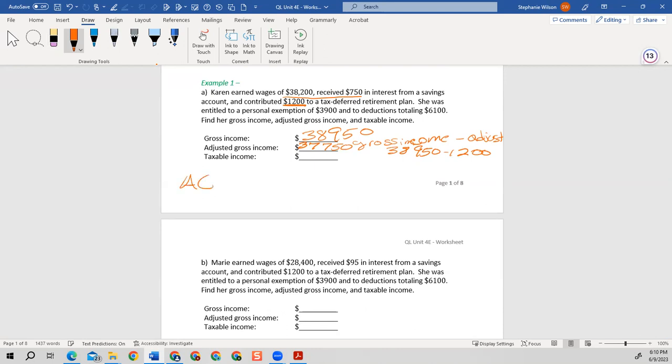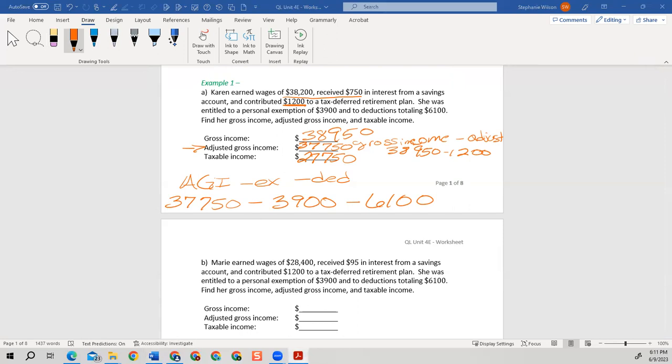Now let's figure out the taxable income. The taxable income is the AGI, which is the adjusted gross income, minus the exemptions minus the deduction. So we got an AGI of $37,750, exemption of $3,900, and a deduction of $6,100. And by the time we're done with that, we have a total of $27,750 that is taxable. So that would be the part that you go to the tax table to determine how much should have paid towards taxes.